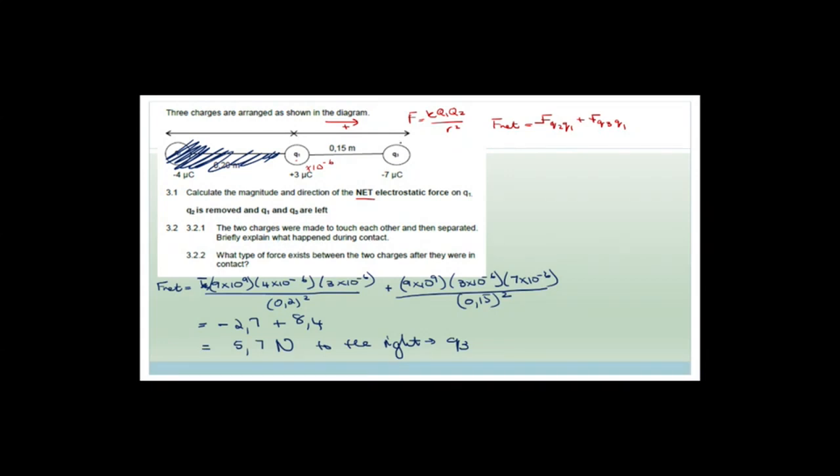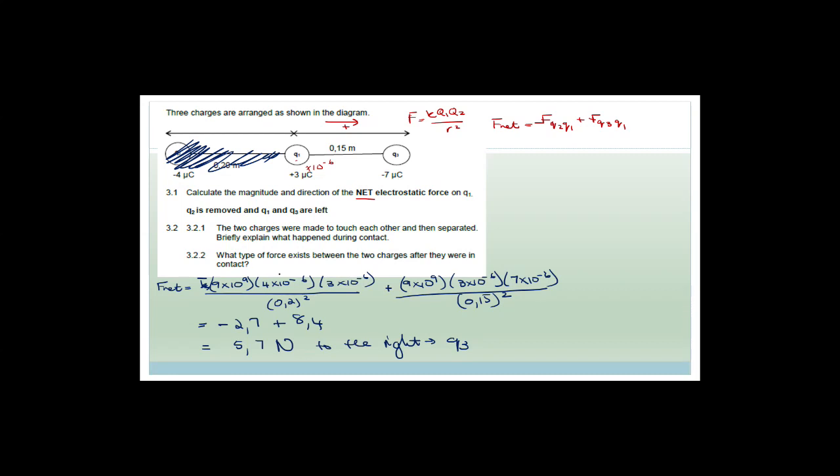Okay, so we see that Q3 is negatively charged and Q1 is positively charged. So during contact, do you agree that what is going to happen is that the electrons are going to travel from Q3 onto Q1 until they have got an equal number of electrons, until they match. Okay, so that's the plan. That is what's going to happen.